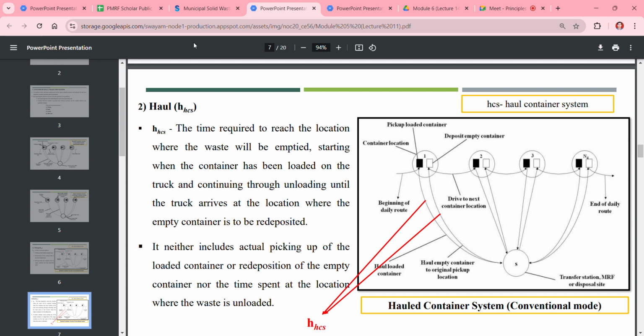That is denoted as SCS, the time required to reach the location where the waste will be emptied, starting when the container has been loaded on the truck and continuing through unloading until the truck arrives at the location where the empty container is to be redeposited. But it does not include the actual pickup timing and the timing to empty that container. We are only taking the timing of travel between the two points, the haul container site and the disposal site.